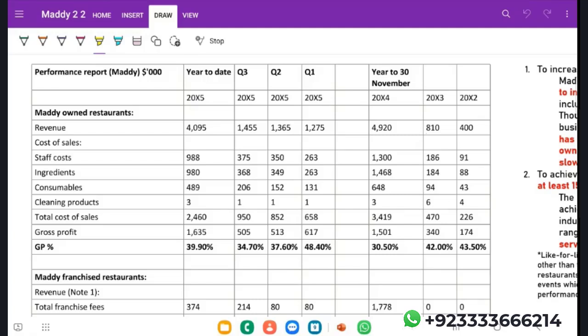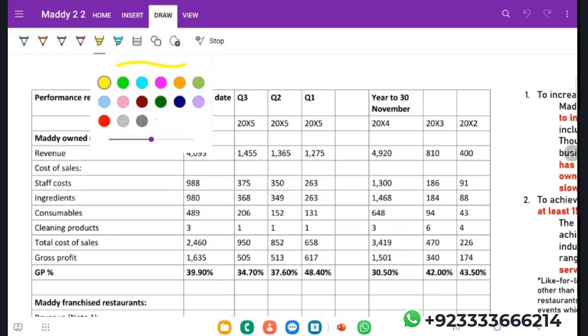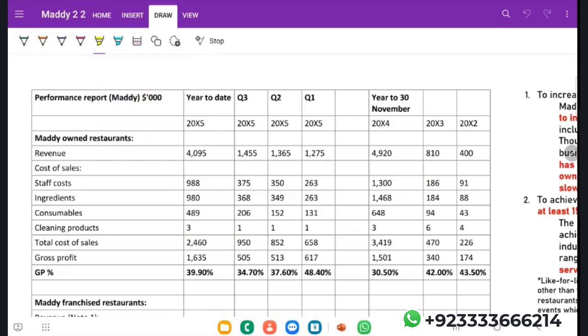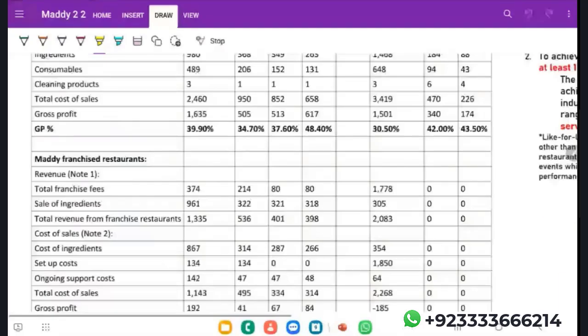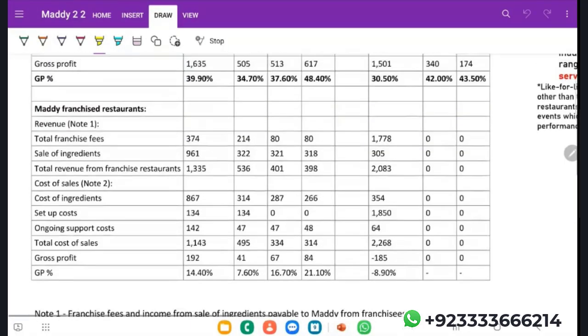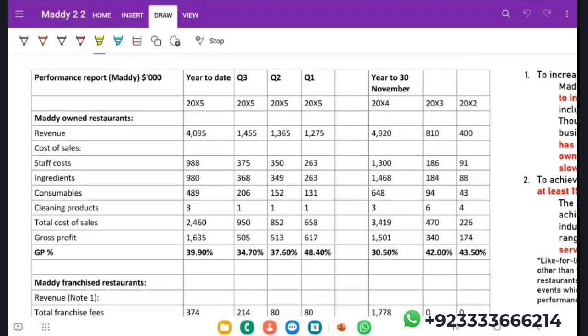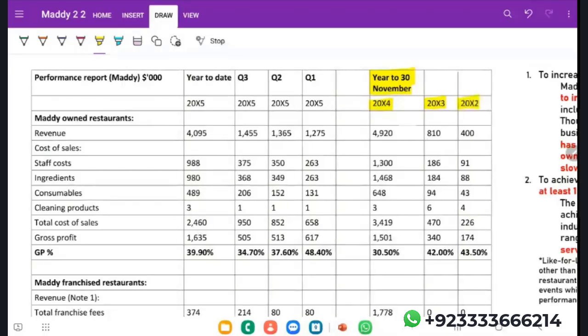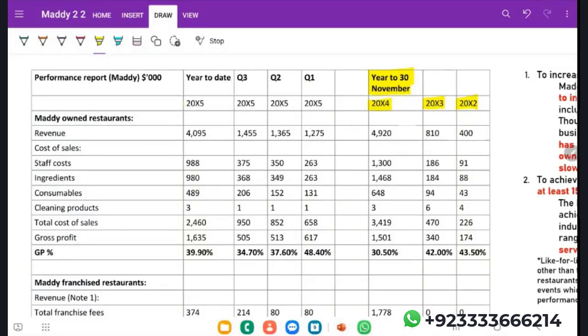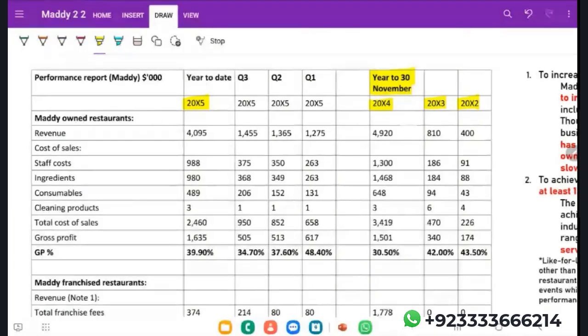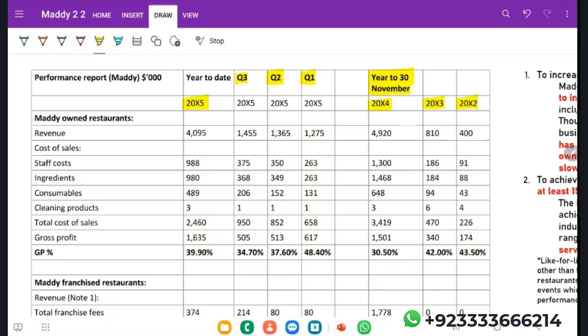So the first thing which you need to understand in this report is the number of years, right? It's quite a lengthy report. If you see the length of the report, it's too long. So the year to 30th November 2004, 2003 and 2002, so the last three years of performance, and then 2005. In 2005, quarter 1, quarter 2, and quarter 3. So quarterly figures and the overall figure. If you want to compare these three figures, you have to compare them with the 2005 one.